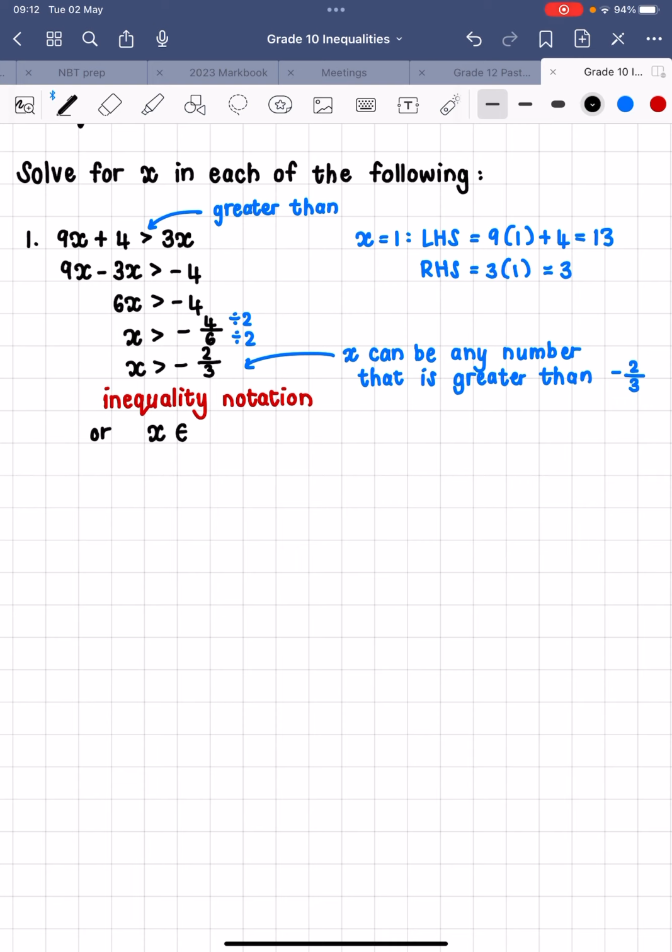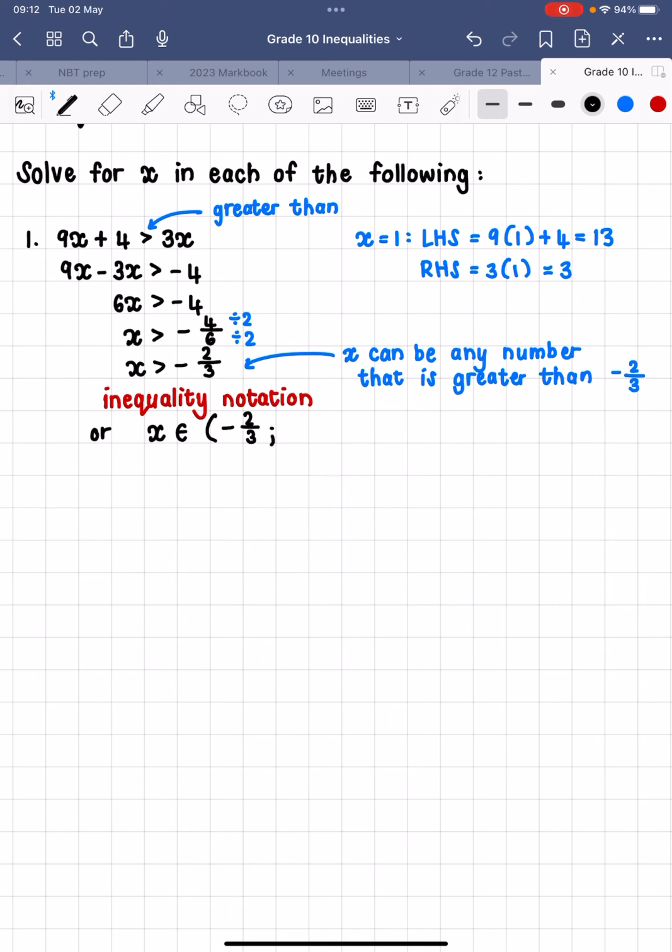So it can be 0, 1, 2, 3, 4, whatever. And can it be equal to negative 2 over 3? No, there's no line there. If there was a line underneath this, then that would mean that x can be greater than negative 2 over 3, but also equal to. Because it's not equal to, that actual value is excluded. So that's why we're using a round bracket there. We're going to say negative 2 over 3. That's the smallest value in this interval.